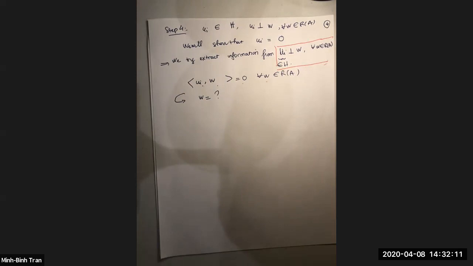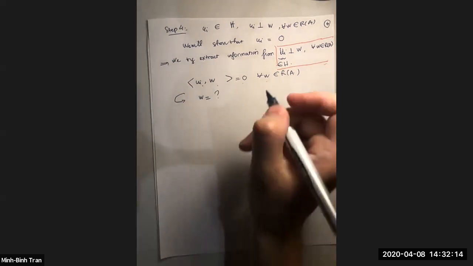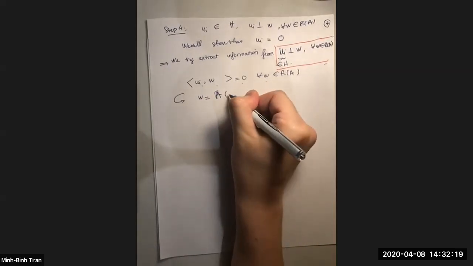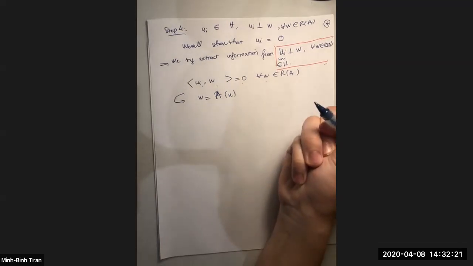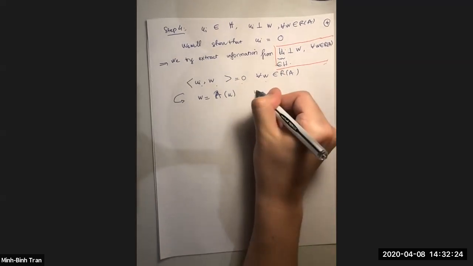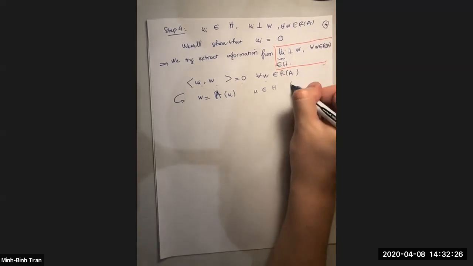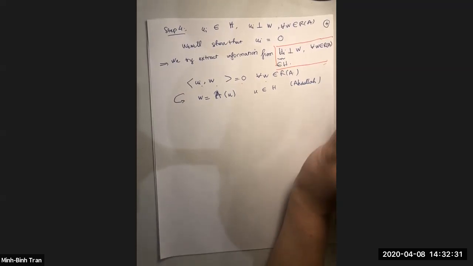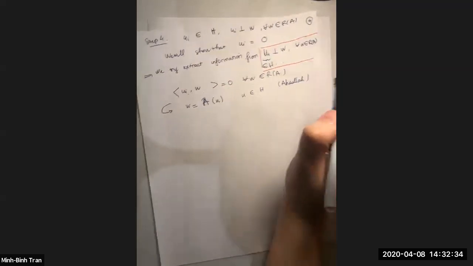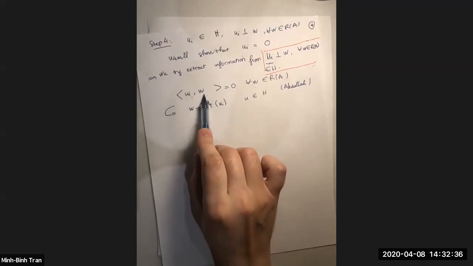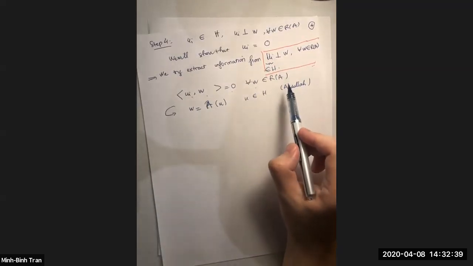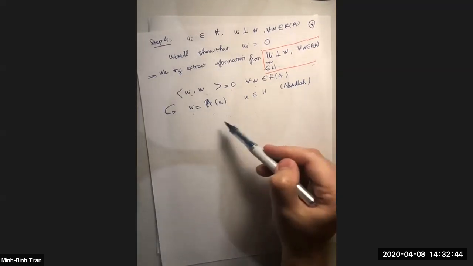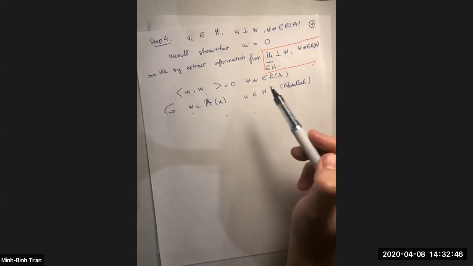Elements of A. Right. So W will be an element in the range of A, meaning that W will be some A of U, right? I explain again. W is in the range of A, meaning that W will be A of U for some U in H, right? And this is unique because A is one-to-one, right?